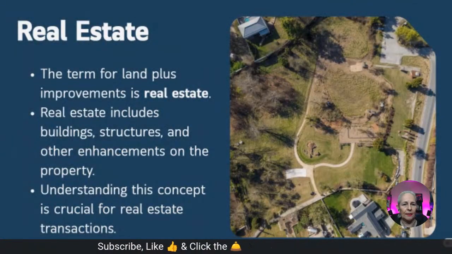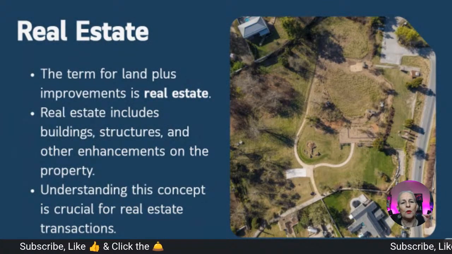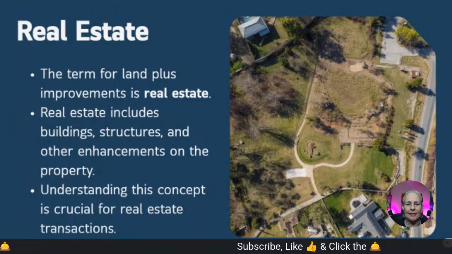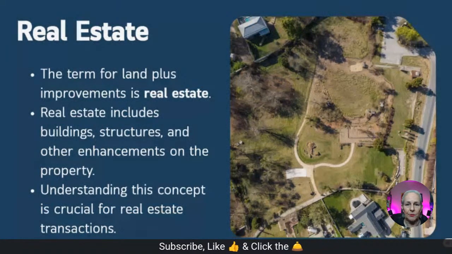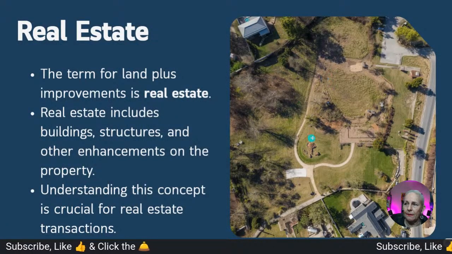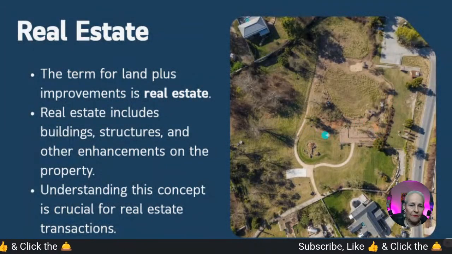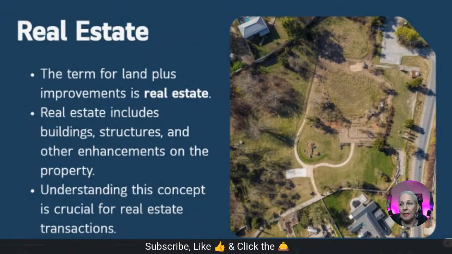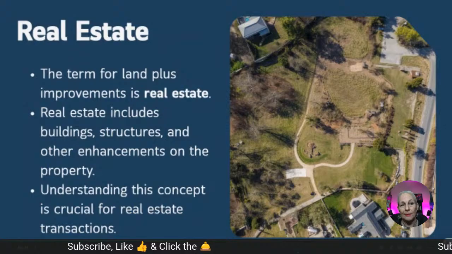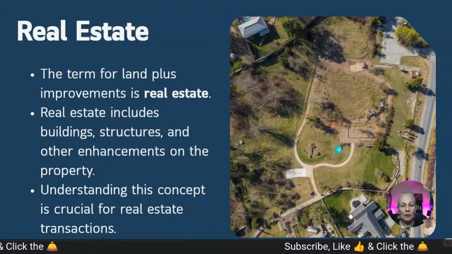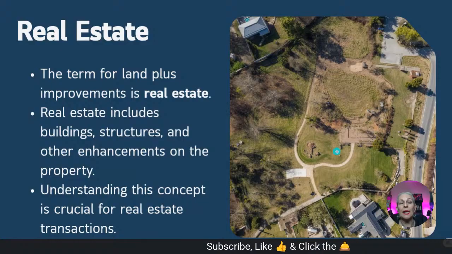So real estate, what is it? The term for land plus improvements is real estate. So here's the surface, right? Oh, I'm sorry. This is the surface of the land. And then the air above it is another part of the real estate. And anything below the ground down to the center of the earth. So we own above, surface, and below.